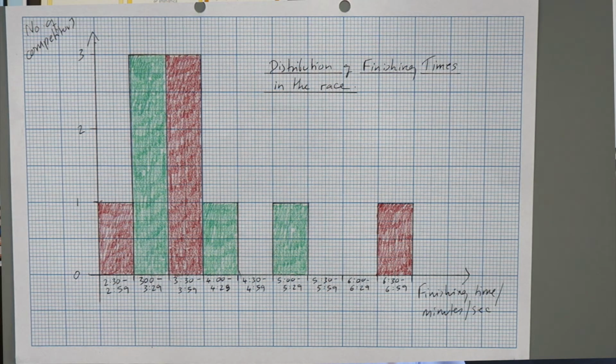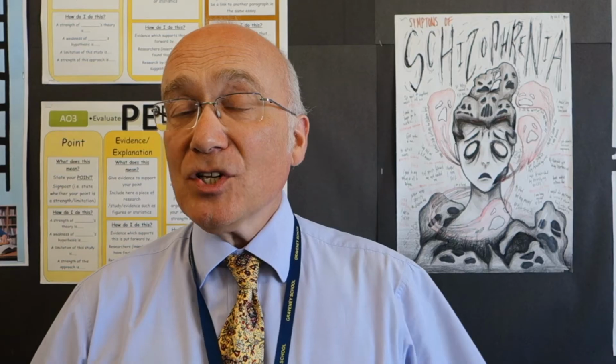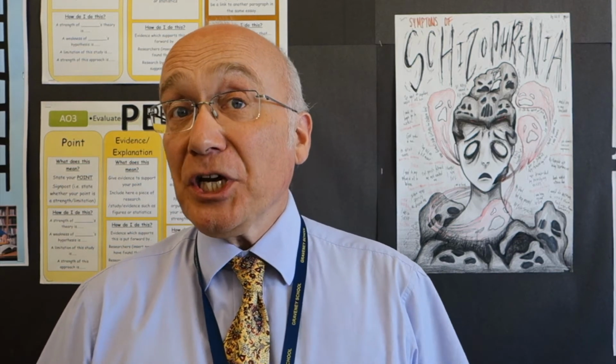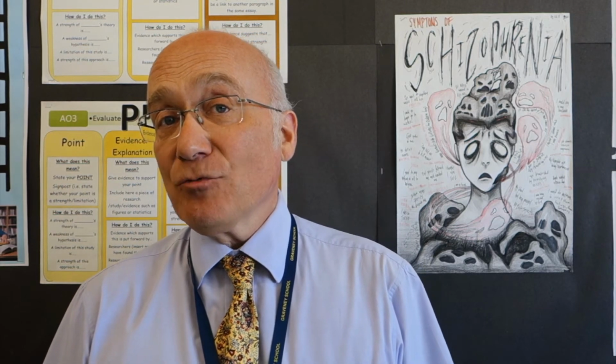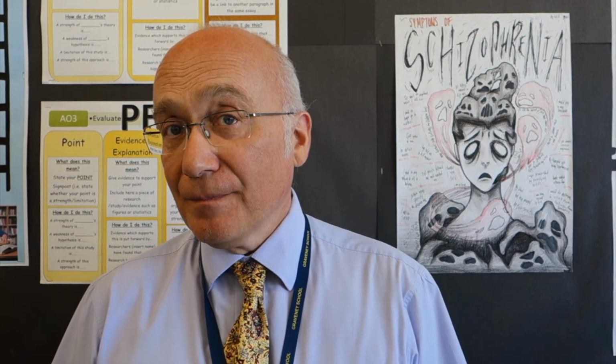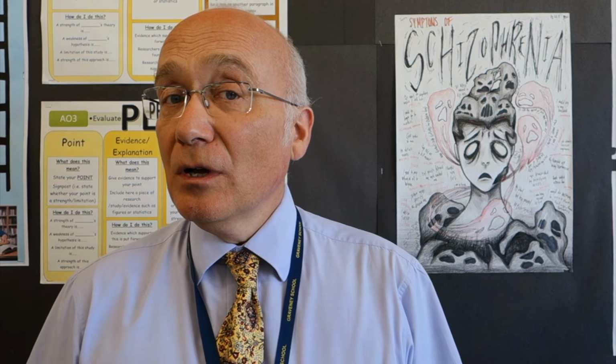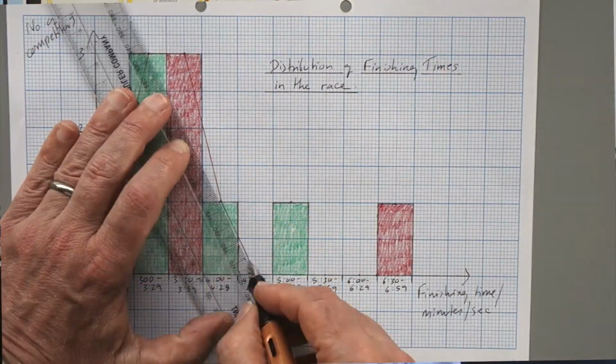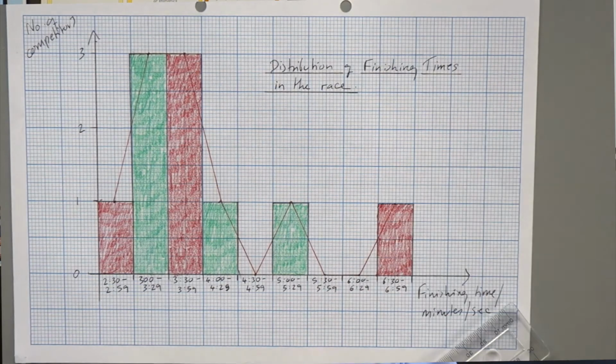And so this is a histogram where the bars are touching and it shows the distribution of the finishing times of people in this race. And I know it's a histogram because the bars are touching one another. And if I want to, I could draw a line joining the center of the top of each bar. And that would be a frequency polygon. A frequency polygon gives me exactly the same information as a histogram.